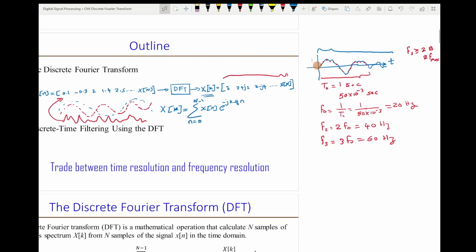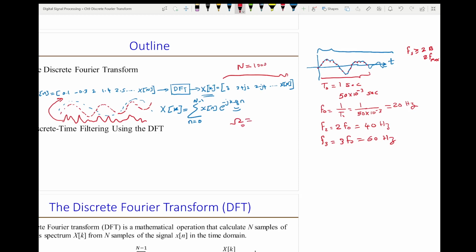So after you did the sampling, you decide what's the sampling rate, and you decide what's the window or the interval of processing. What is omega 0? Well, the number of samples here, N equal whatever, 1,000 could be. So now omega 0 will be 2 pi over N. That's what we call the digital frequency.